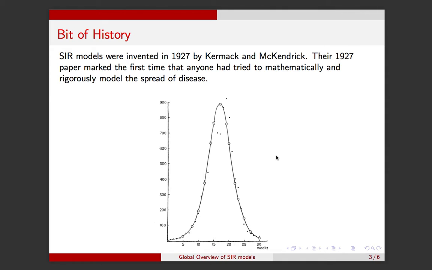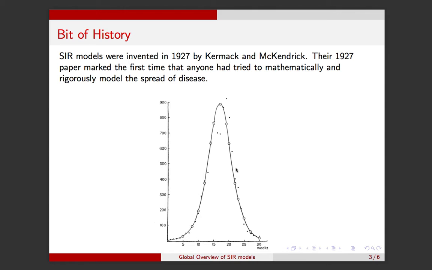So just a bit of history here. These models date back to the 1920s by Kermack and McKendrick. They have this really nice paper from the 20s that was the first time anybody had tried to do mathematical epidemiology, using math to study the spread of disease. And here's an image from their original paper. This is modeling the outbreak of a disease in a city in India, and I can't remember which one.